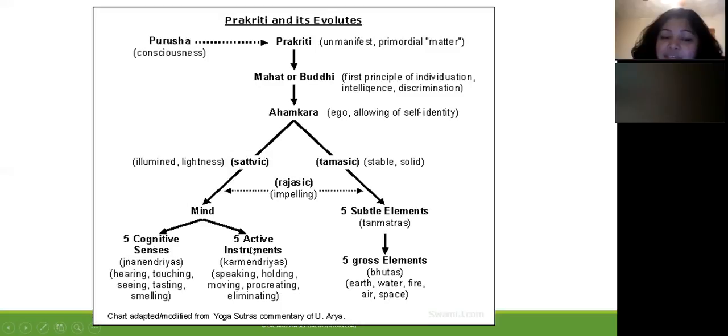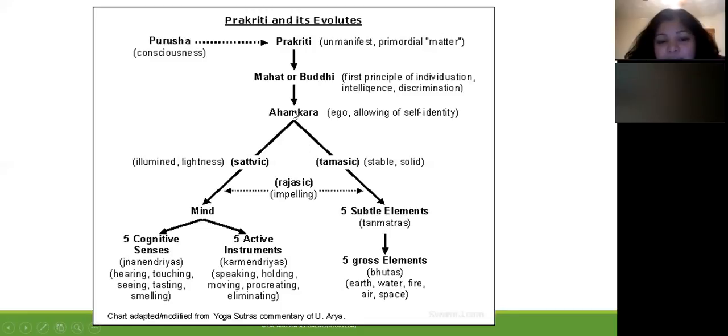These are basically 11 indriyas, which is the 5 jnana indriyas, or the cognitive senses, the 5 karma indriyas, or the 5 active instruments, and then the mind. So that's 11. Okay, and that basically comes down from the sattvika quality. And from the sattvika quality, depending on how much of rajasika is combining with it, you may have variations according to the types or the qualities that are exhibiting in these senses.